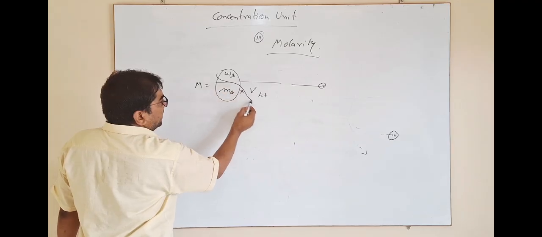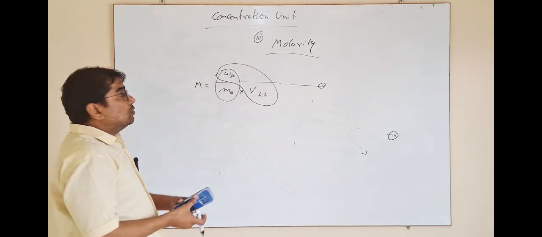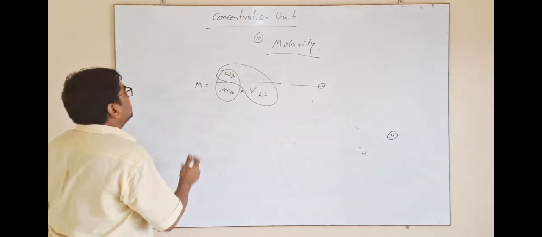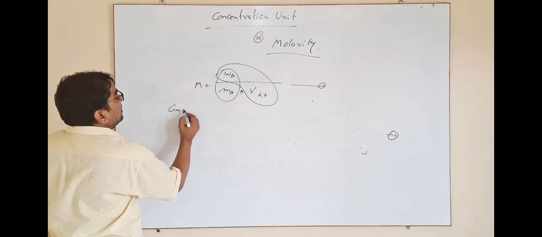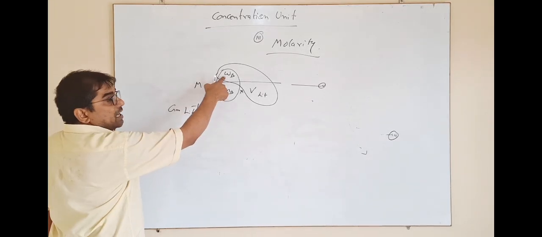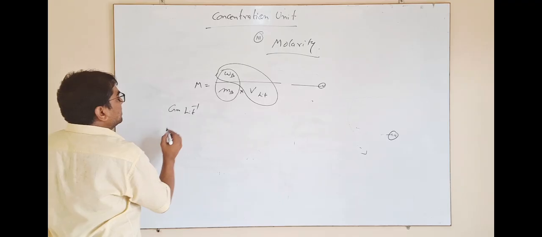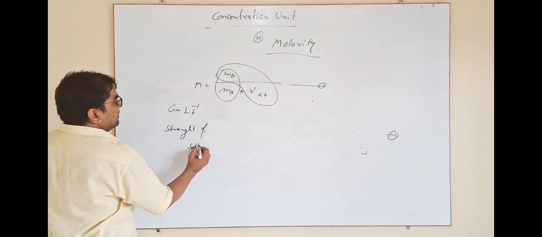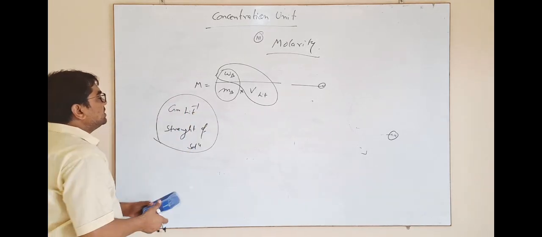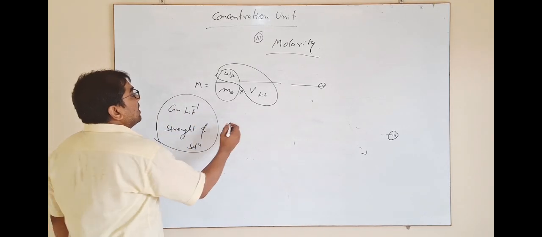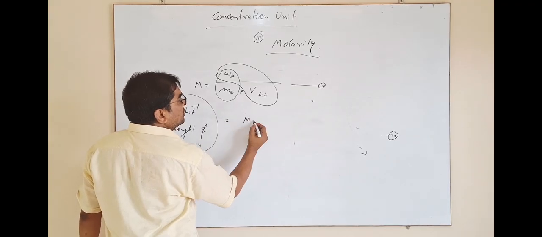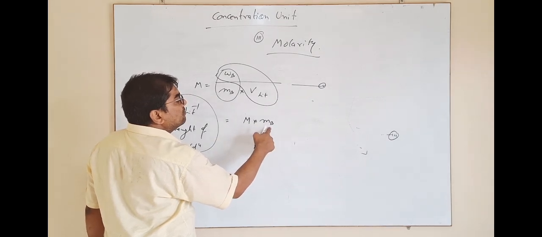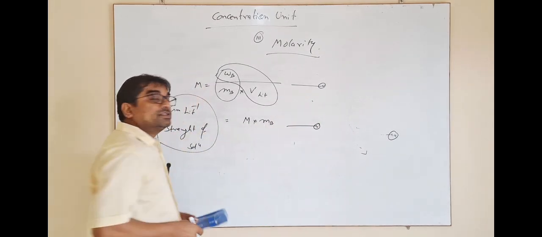If we take weight with volume, mass of solute, only mass, not the moles, mass of solute with volume of solution, this is gram per liter. Mass is in gram per liter. This is also a category of strength of solution. If the strength of solution is considered in terms of gram per liter, then the equation will be the product of molarity of the solution with the molecular mass of the solute. This will be the equation.